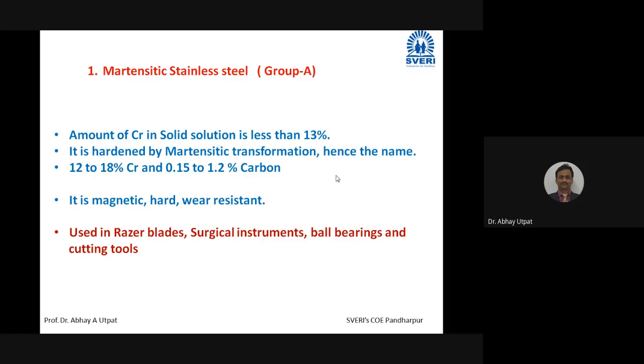Then ball bearings are also made up of martensitic stainless steel, because a bearing should be hard, otherwise it will cause wear and tear. And your different cutting tools, as per the requirement, such as milling cutters and others. So this steel is called martensitic stainless steel. Remember. Okay. Now let us go to the next.